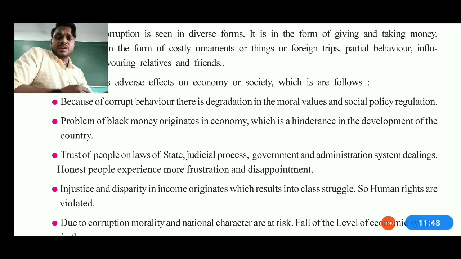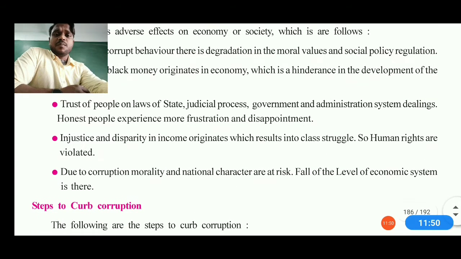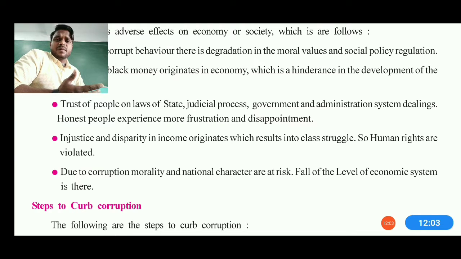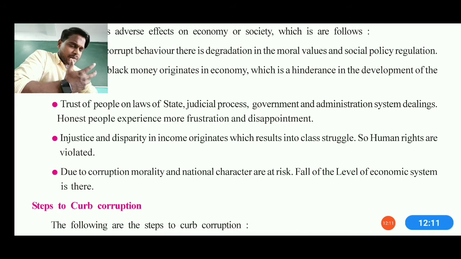And furthermore we can say due to corruption, morality and the natural system are destroyed, and national characteristics are also at risk. Furthermore, a fall in the level of the economic system can also be seen, and the people are not supporting the government, neither do they support the good people, because they think that all the people are corrupt.